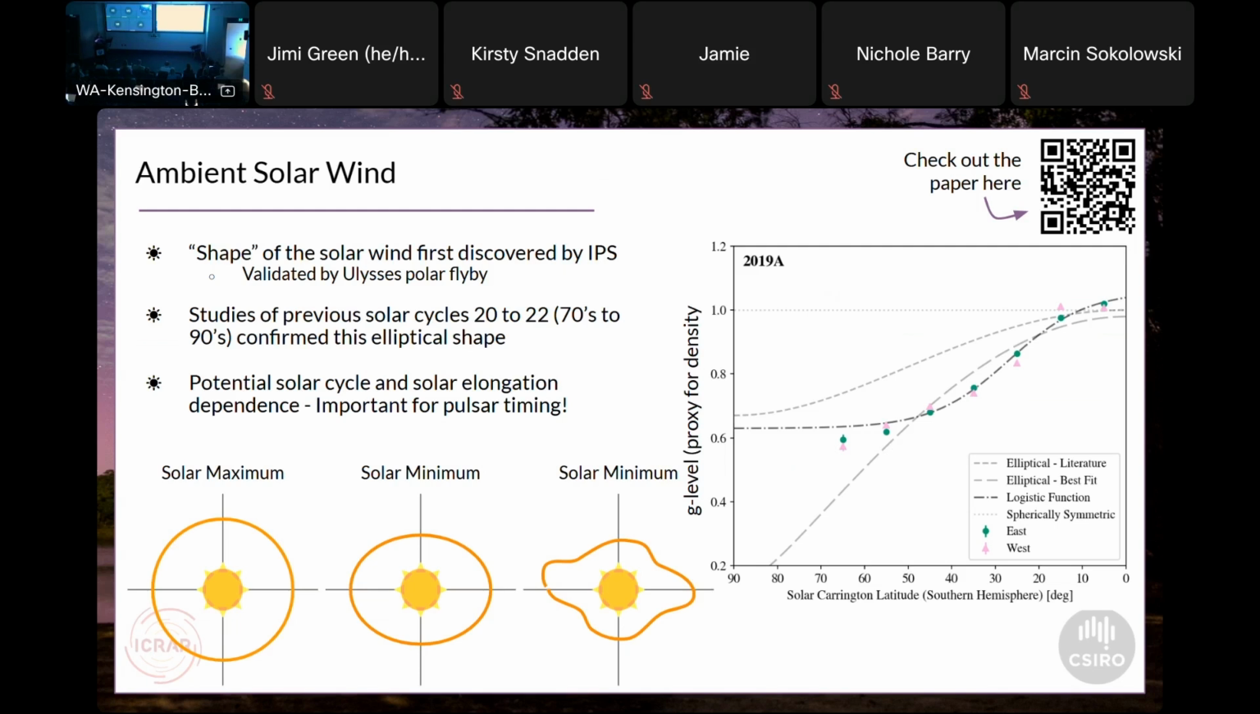Like I was saying, we're a lot further away from the sun. The majority of these studies were done much closer to the sun, where the furthest out, potentially the density environment changes when you go really far out. So a little bit more work needs to go in; the same solar cycle at different solar elongations would be the most ideal. So yes, that's the ambient solar wind.